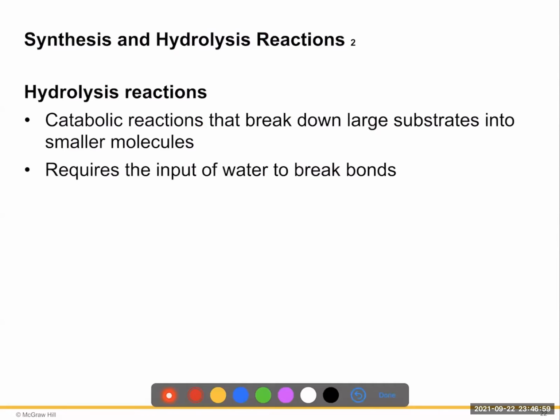Okay. So to reform that bond, you have to add water back into it for catabolic reactions.